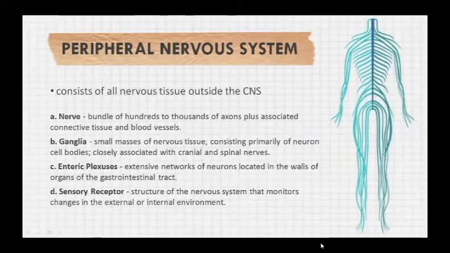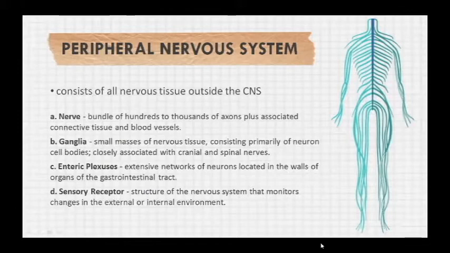On the other hand, we have our peripheral nervous system, which consists of all nervous tissue outside the central nervous system. This peripheral nervous system includes nervous tissues throughout our body, aside from our brain and our spinal cord. There are different nervous tissues that could be found in our peripheral nervous system. It could be a nerve, which is a bundle of hundreds to thousands of axons, plus associated connective tissue and blood vessels. The second one is ganglia, which are small masses of nervous tissue consisting primarily of neuron cell bodies, closely associated with cranial and spinal nerves.